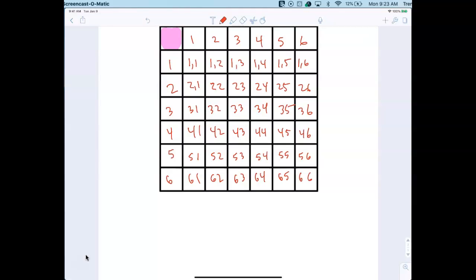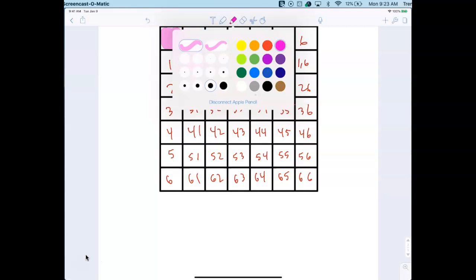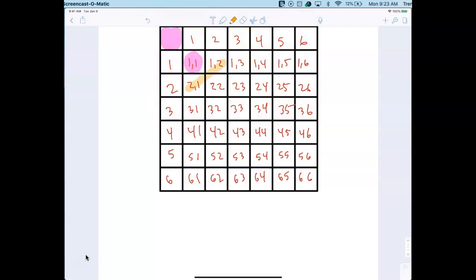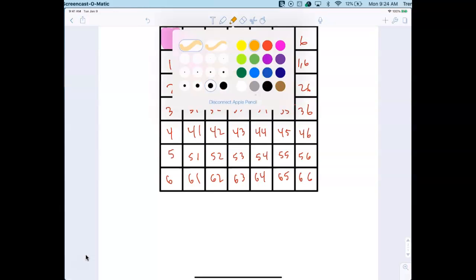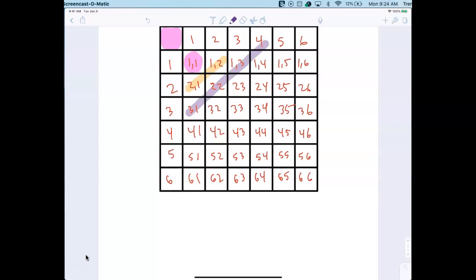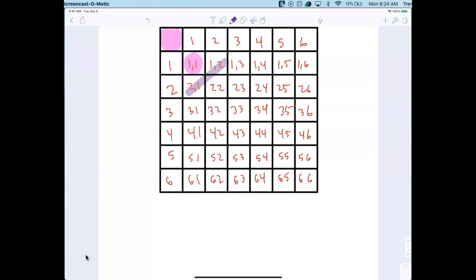What I want you to take a look at right now is, please watch, what's the sum of this first one right here? 2. Now watch me, please. This is how I want you to think about it. From here to here, what's the sum? 3. So the sum is always on the diagonal. Everybody see what I'm getting at?